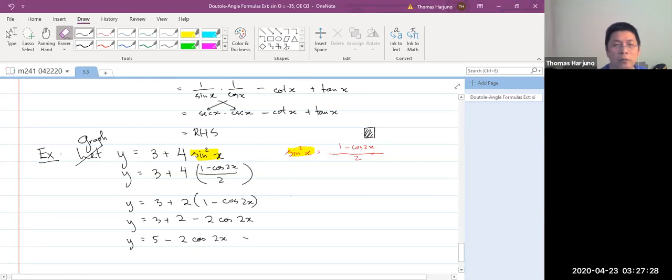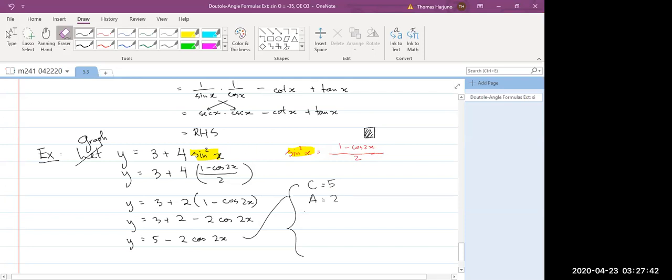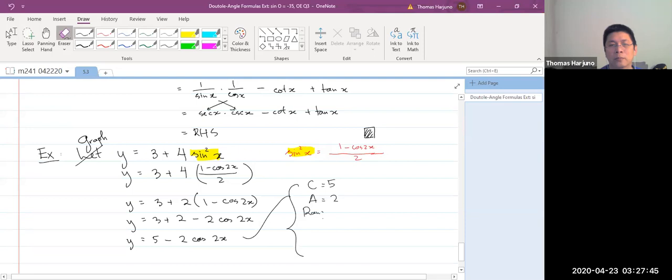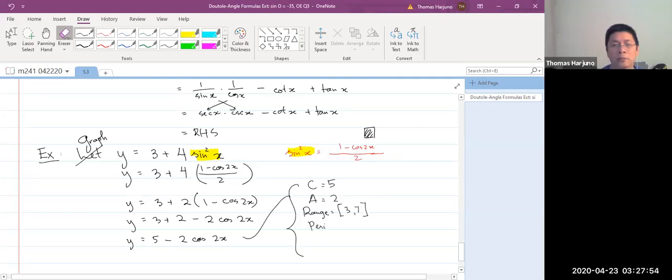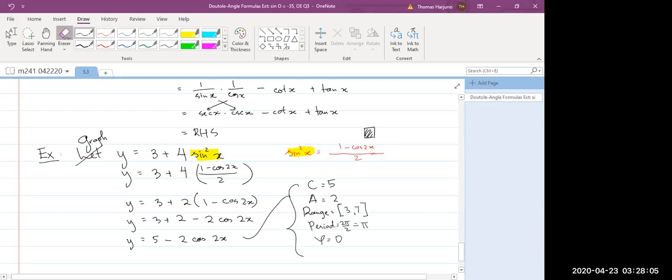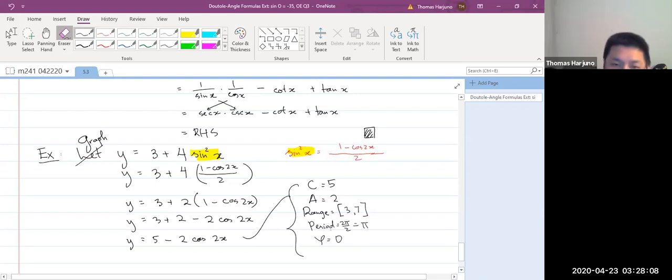And from there, I don't think I will actually graph it, but let's get the idea. Center is 5, the amplitude is 2, so the range will be 3 to 7. How about the period? 2 pi over 2, which is pi. That's right. How about the phase shift? There's no phase shift. Okay, then we are able to graph this already, right?